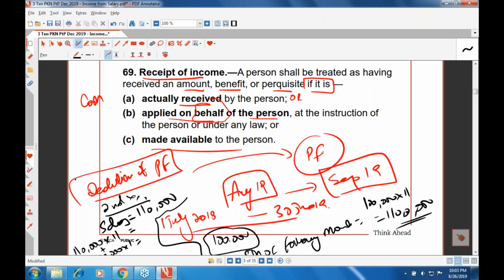Now, Javadur Rahman has a question. It says there is another complication. What if we receive salary of 3 months in advance? What will be the tax implications of it?